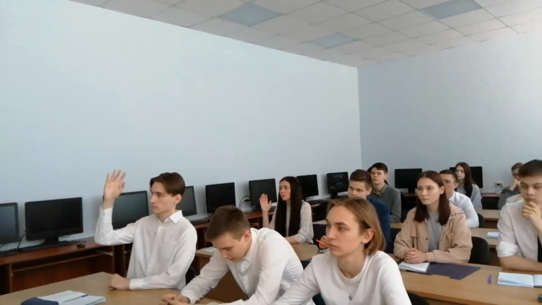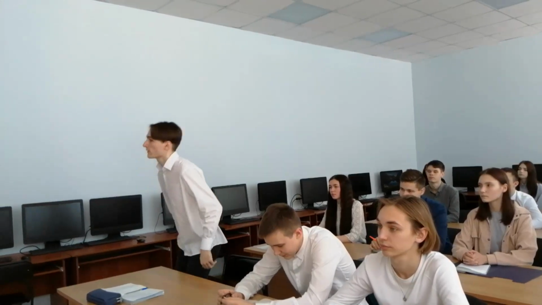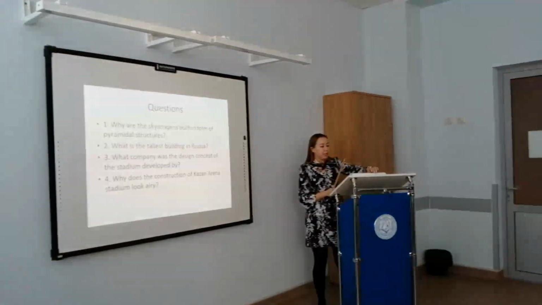Right, and the last one. Why does the construction of Kazan Arena Stadium look airy? Please, Peter. The roof of the stadium is supported at 8 fixed points and has a translucent roof console. Right. Now, let's draw a conclusion of our lesson.